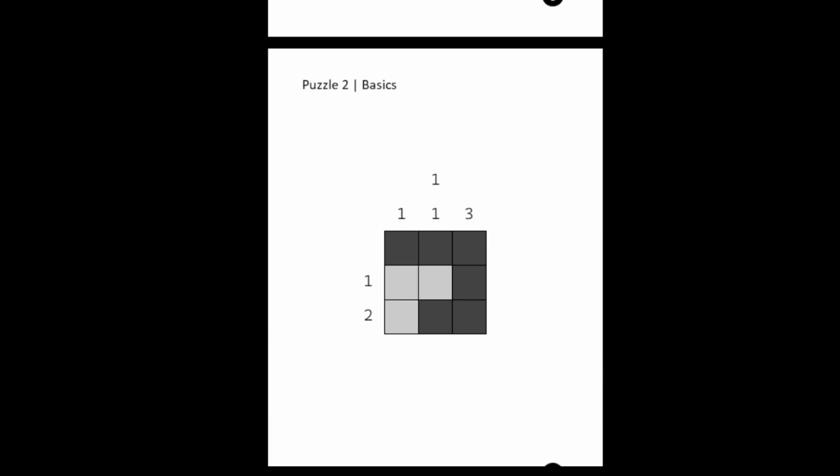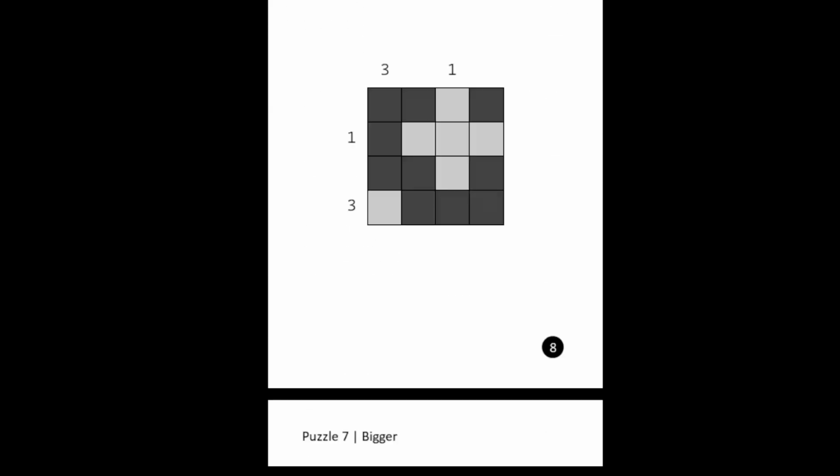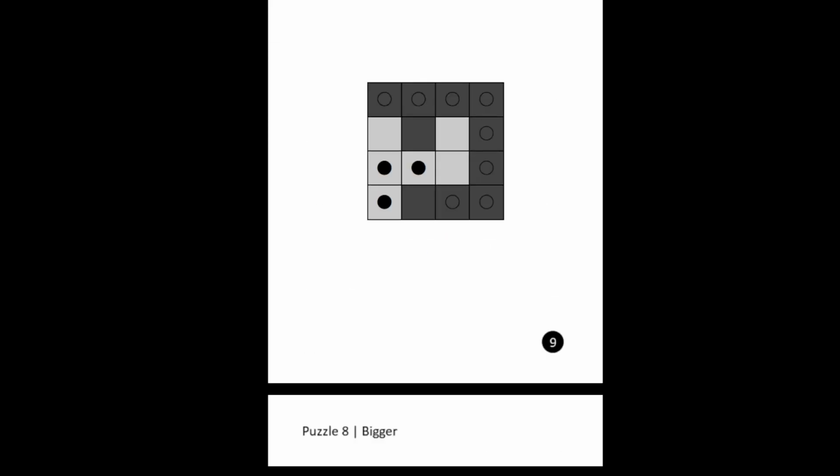Okay. Yes. In a single grid, cells with the same color should not form a 2 by 2 square. I think that's what's going on. Okay. The top left cell should be black. Grids shown simultaneously are stacked in 3D. Oh boy. Although this says in a single grid, so I don't know why that matters. Hmm. I think I might have an inkling. We'll see when we get there.